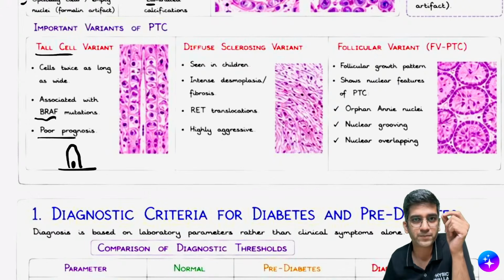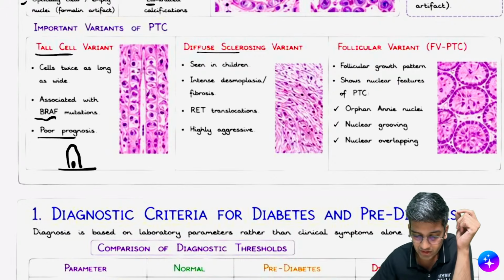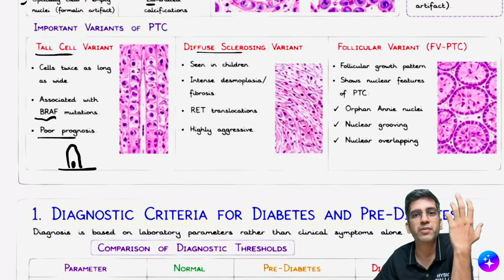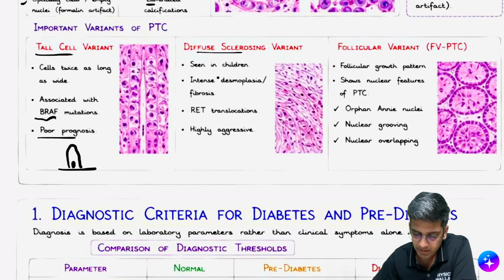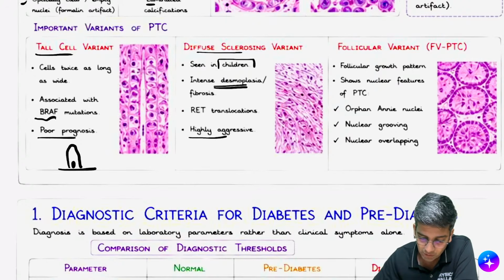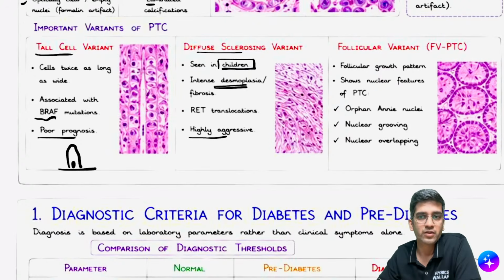Again, it's prognosis. Diffuse sclerosing variant. Too much desmoplasia, that's why it's sclerosing. It has the same findings of PTC, but too much intense desmoplasia, very aggressive, and the most problematic thing is it is seen in children. It can be seen in children less than 10 years, papillary carcinoma thyroid. It's not a tumor seen in adults only. I can have a wide range. In children, mostly it's a very bad prognosis, and it's diffuse sclerosing variant, right?